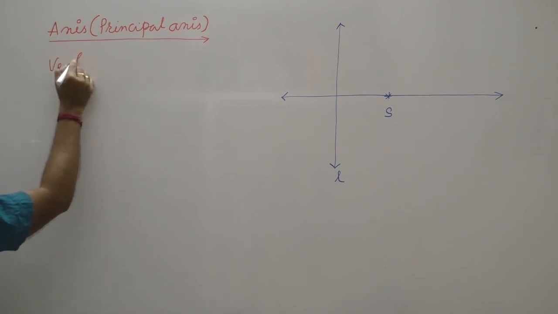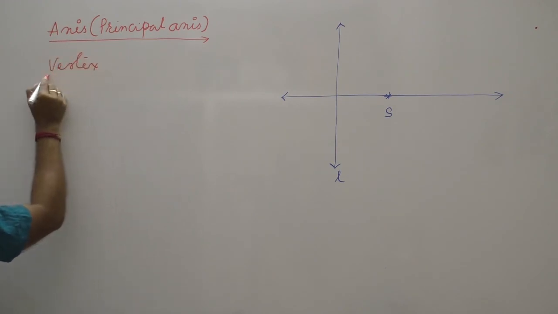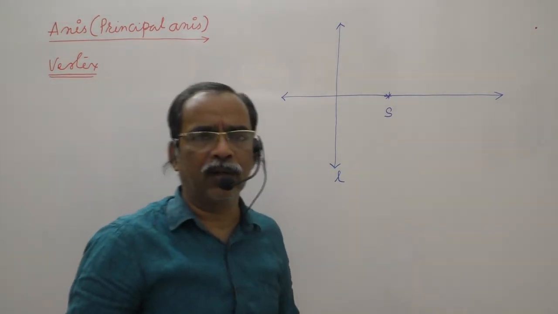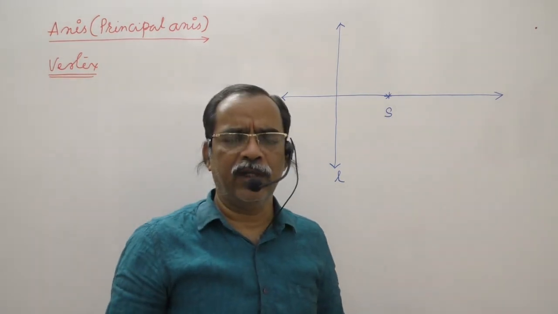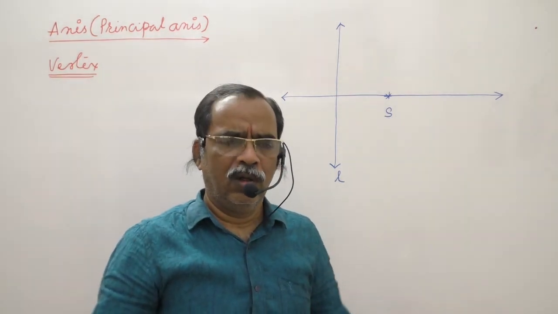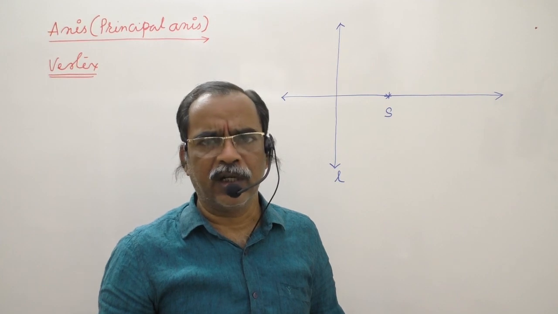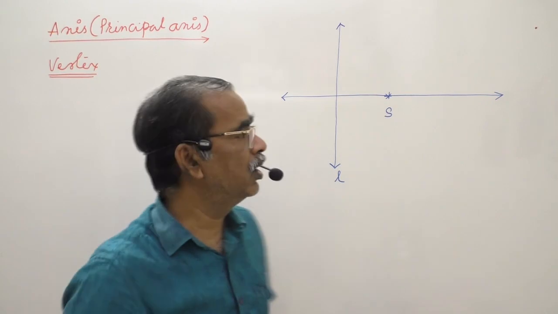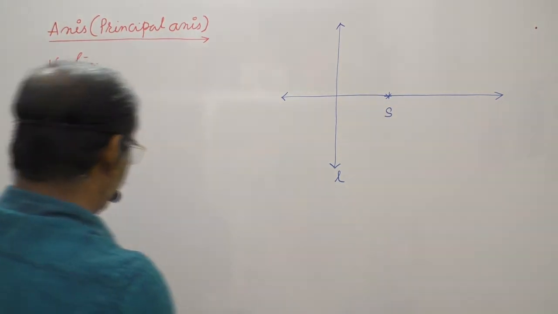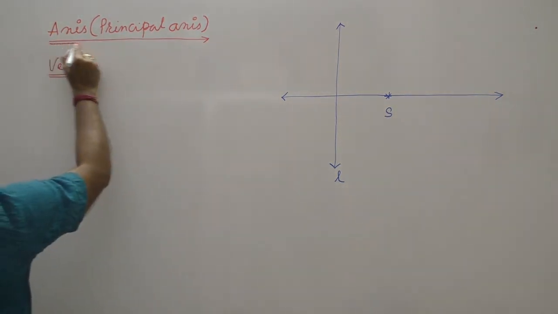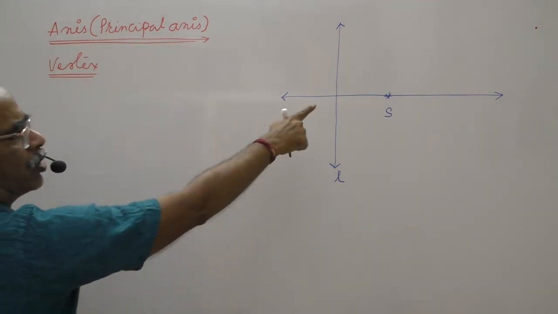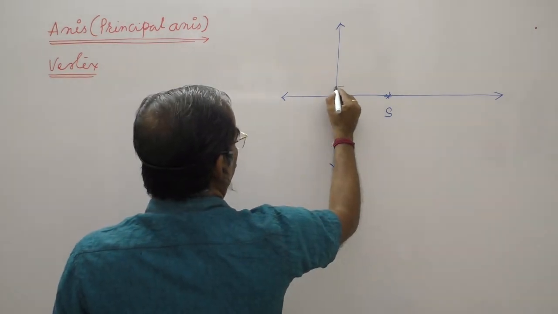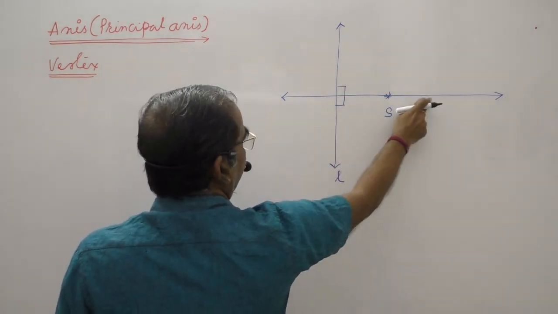Next definition, vertex. We are at the beginning of the chapter and have just seen the definitions only. We do not know their figures yet, but to understand better, I will draw some rough figures. First one is the principal axis. We have seen the principal axis is a line passing through the focus perpendicular to the directrix. This line is the axis.